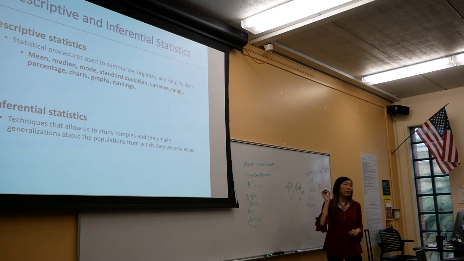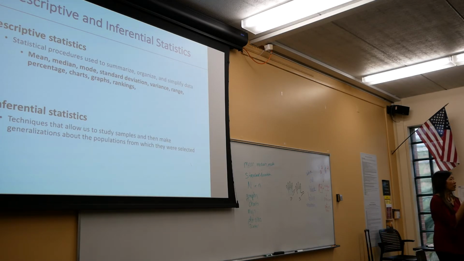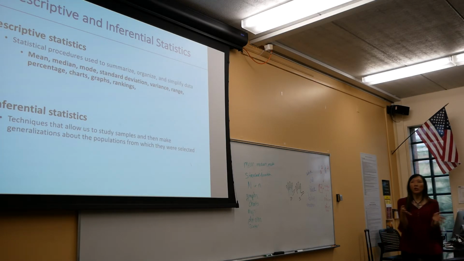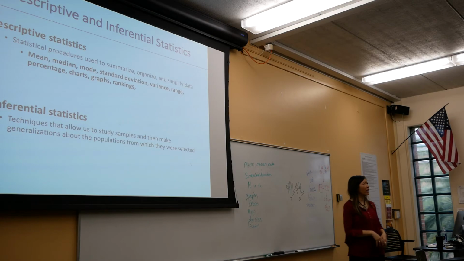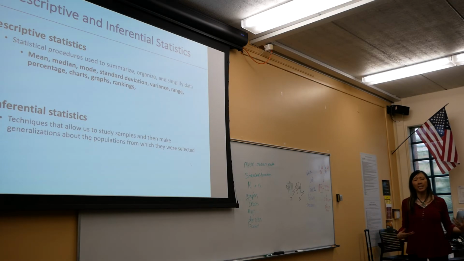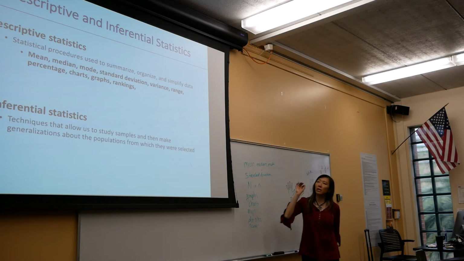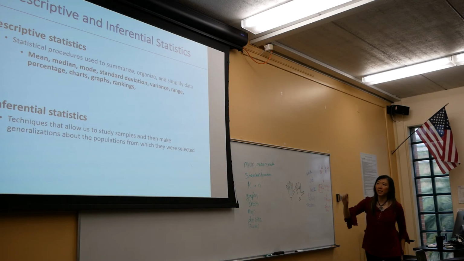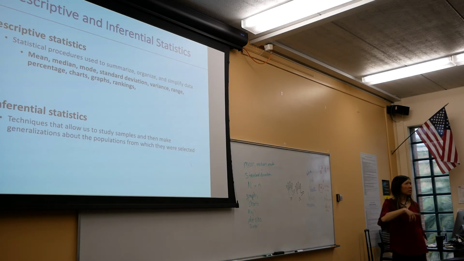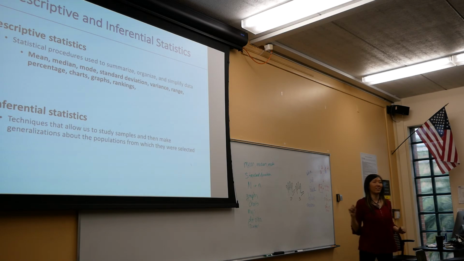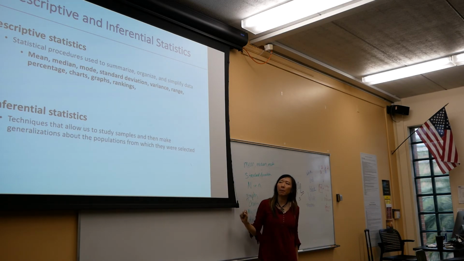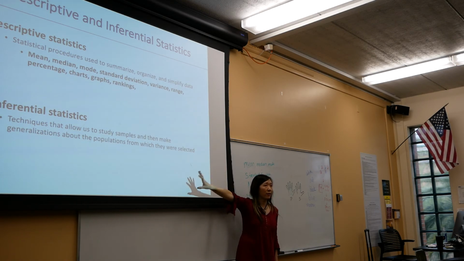Okay, so inferential stats. What's the base word of inferential? Infer, okay. So we're not coming up with an exact answer. We're not proving anything. We're inferring something from the data that we have, okay, and those are techniques that we're using to find that. So inferential stats techniques allow us to study samples and then make generalizations about the populations from which they were selected. Oh, that's starting to sound really familiar, okay? So when we've been talking about samples and populations, we've been talking about inferential stats.